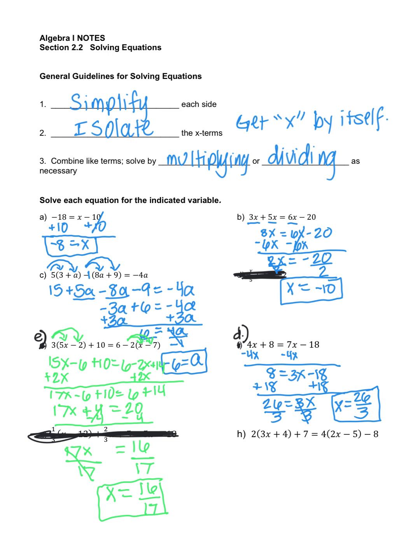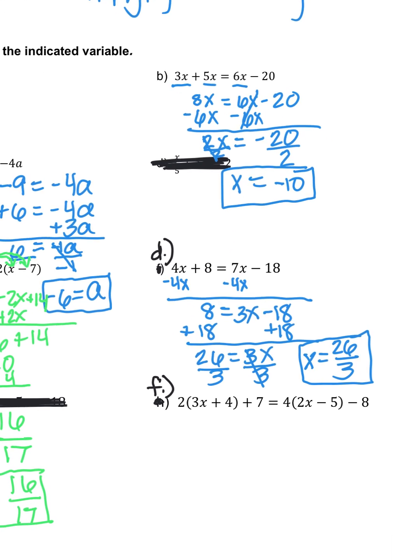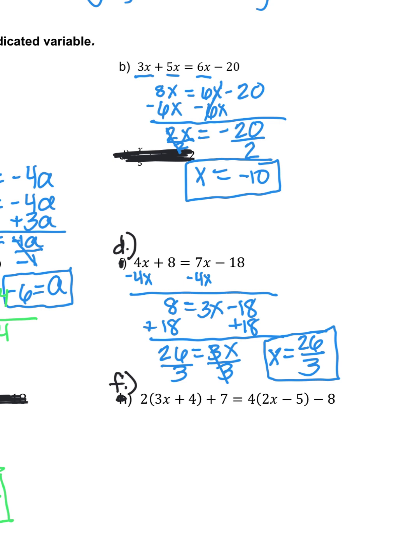Okay, let's go ahead and go to, it would be F on your page. So I'm going to relabel mine F. And we will get started on this last one. So let's go ahead and distribute that 2. So whenever you see those parentheses, remember it's important to distribute. So we distribute 2 times 3x is 6x. 2 times 4 is 8, plus 8 plus 7.